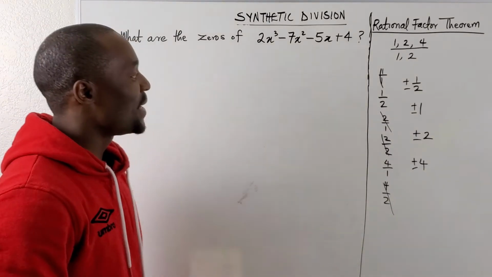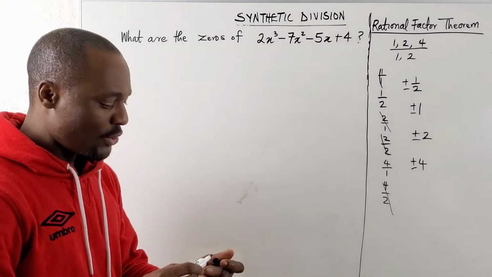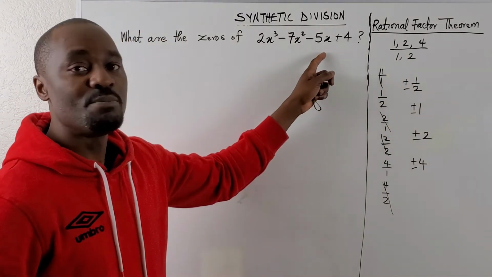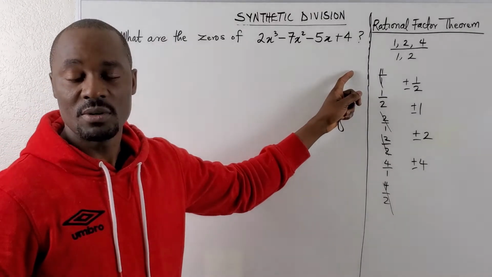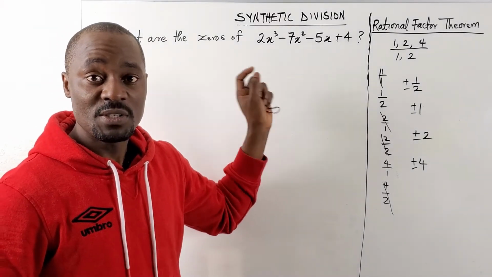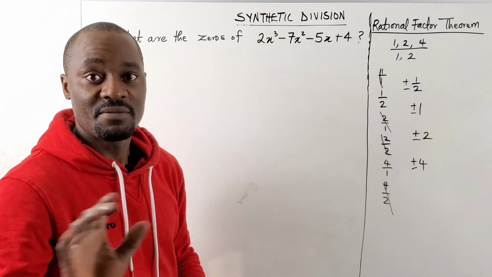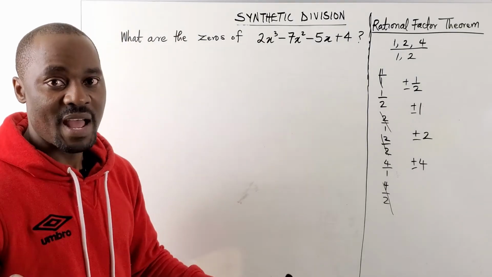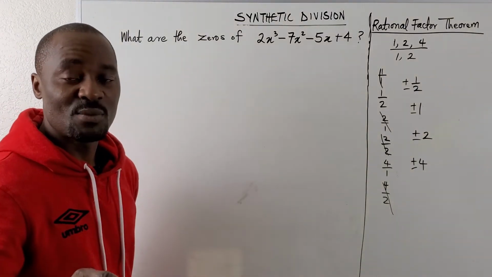So what do you do with them? You just check to see if any of these numbers will be a 0 of this polynomial. Because if any number gives you a 0, then it simply means it's a factor. So x minus that number is a factor. So let's try. The easiest one is 1.